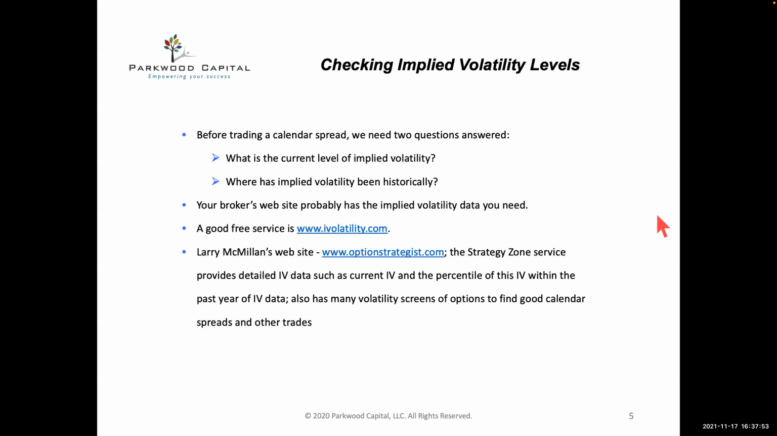That means the primary risk we need to be concerned about is where is implied volatility today, and where has it been historically? Because after all, every stock has a range of implied volatility. And of course, it's not the stock, it's its options.